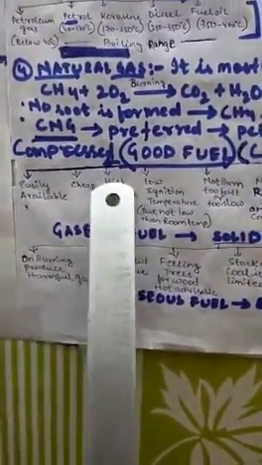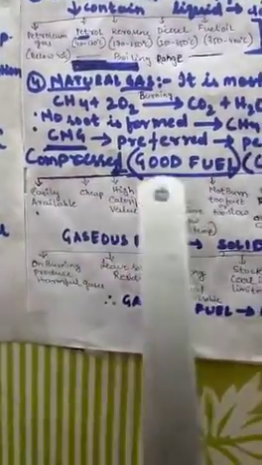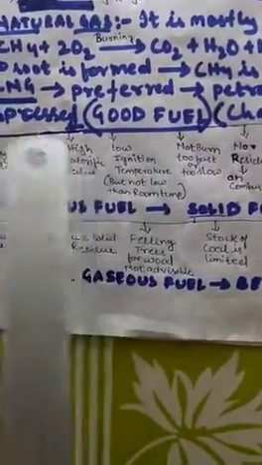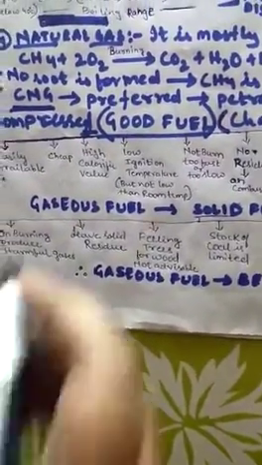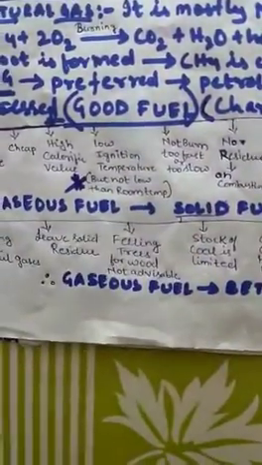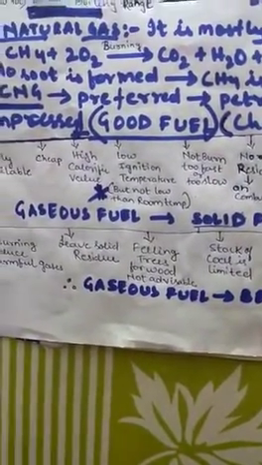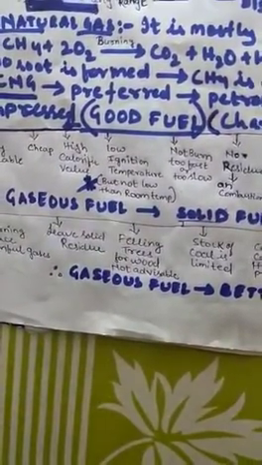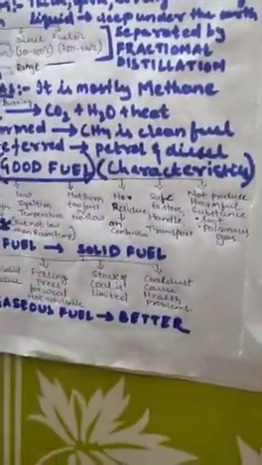Next, it should have high calorific value. Next, it should have low ignition temperature. Low ignition temperature means not lower than the room temperature. Students, key point here: the ignition temperature should not be lower than the room temperature, otherwise it can burn inside the room also. So it should have a low ignition temperature but higher than the room temperature. Next, it should not burn too fast or too slow. It should be intermediate.